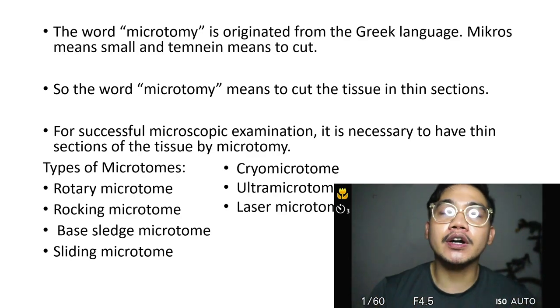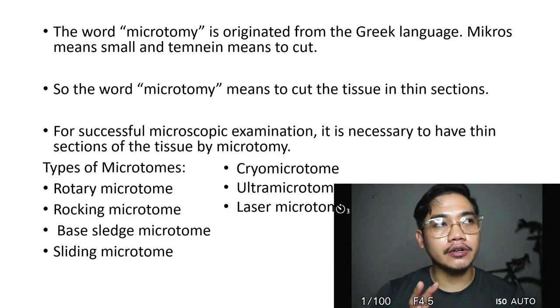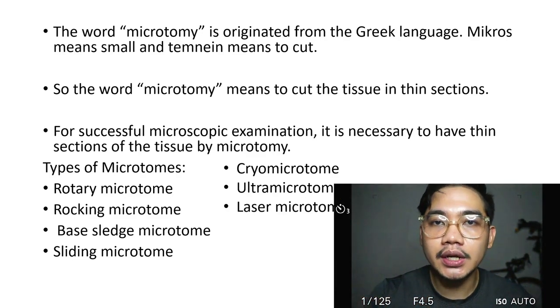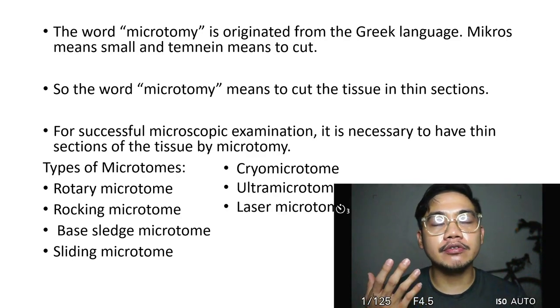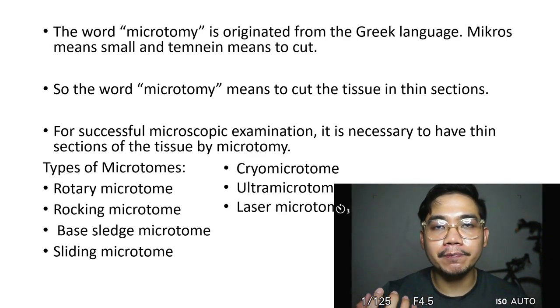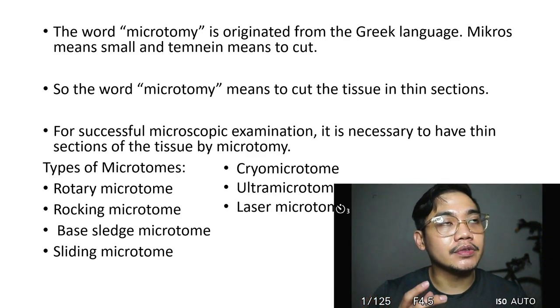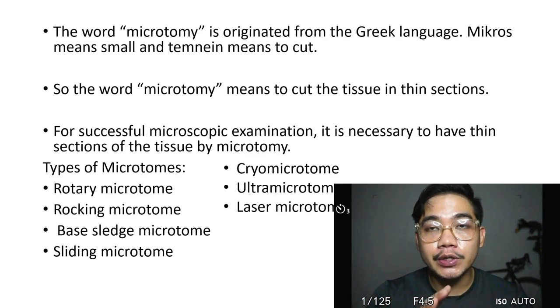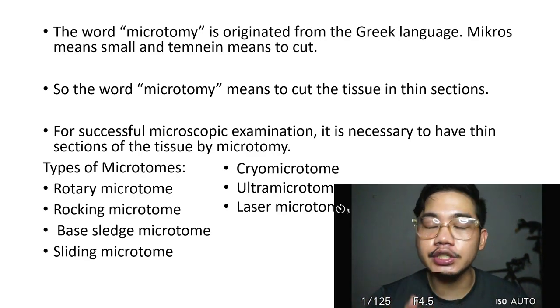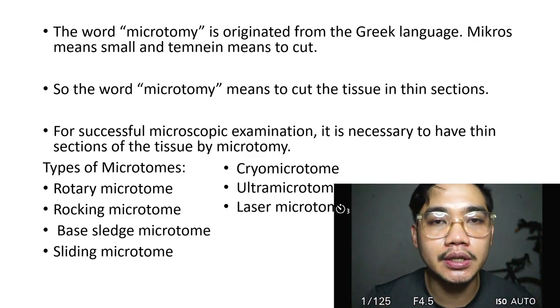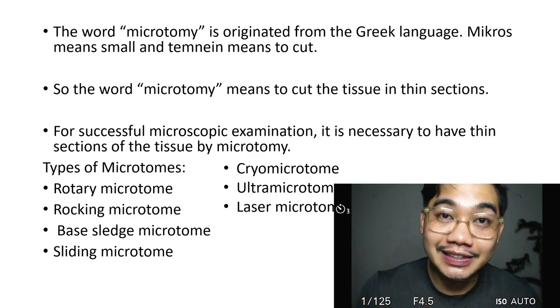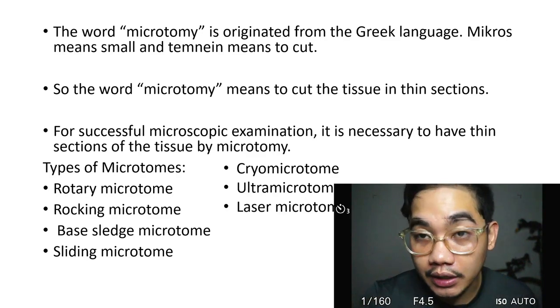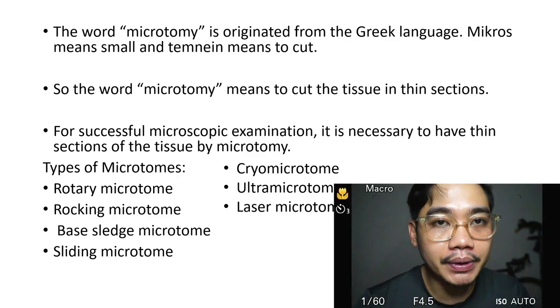What happens if there are a lot of wrinkles, or if the blade is dull? There are plenty of artifacts and plenty of spaces in which clear morphology of the tissue cannot be seen. So we kind of wasted time. It needs to be processed again until we get the ideal picture.